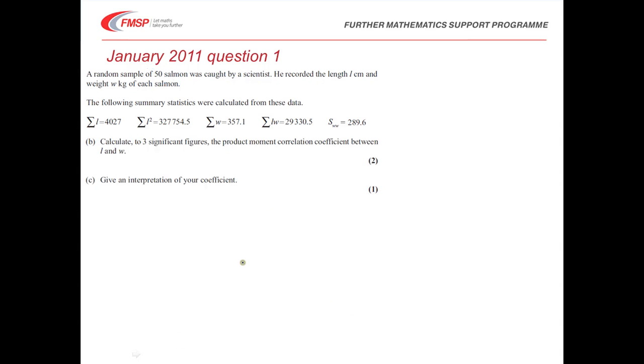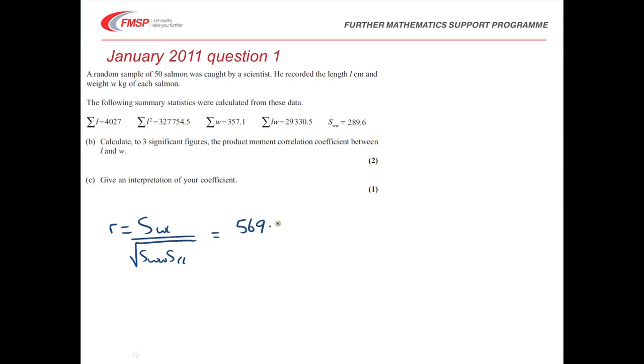And then part B is to calculate PMCC. So we do that in pretty much the same way, and then we can interpret it in pretty much the same way. So it's quite a similar question, other than, as I say, you have to work out your summatives in more of a detail. So R in this case will be SWL over the square root of SWW. Notice I am not using X's and Y's, and it's really important that you get into that habit.